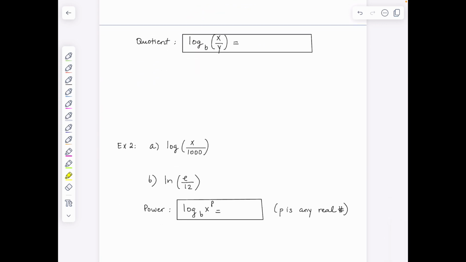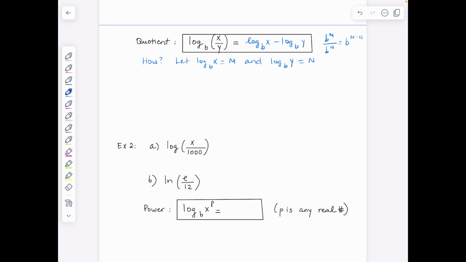Next, we have the quotient rule. Log base b of x divided by y is the same as log base b of x minus log base b of y. So we have a quotient that becomes a subtraction. It's related to the formula b to the m over b to the n is equal to b to the m minus n. To prove this formula is very similar, we're going to let log base b of x be m and log base b of y be n.